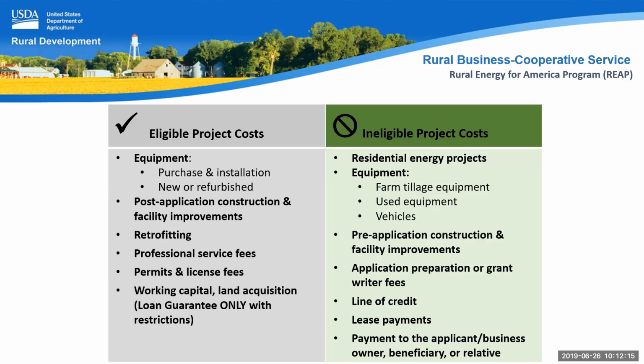Under the REAP program, it's important to be aware of the specific costs that are eligible and ineligible. For eligible project costs, we can finance the purchase and installation of the equipment. It has to be new or refurbished. Post-application construction and facility improvements are also eligible. It's also a really important aspect of this program that we cannot fund a project that has already begun or has already been completed. We have to have an application in our office, preferably determined complete and eligible, before you start work on that project.